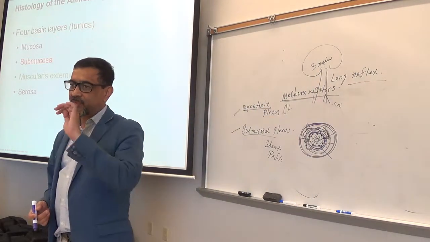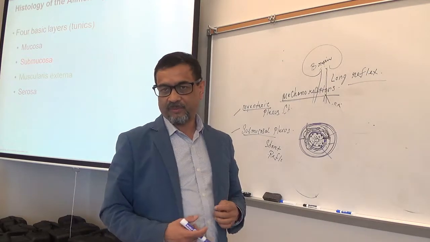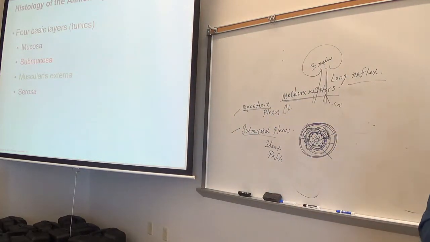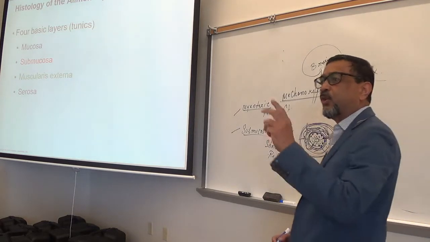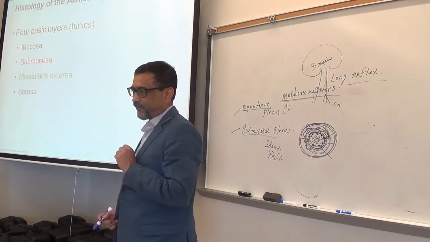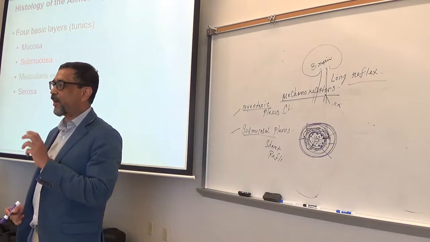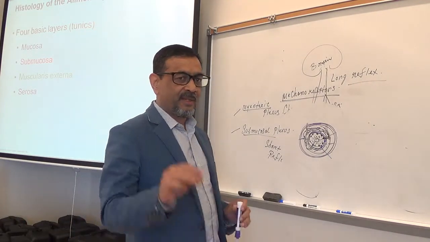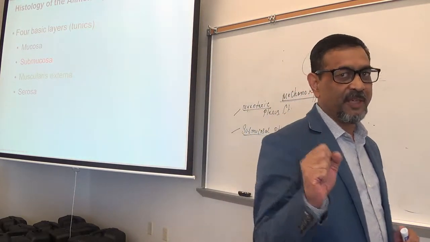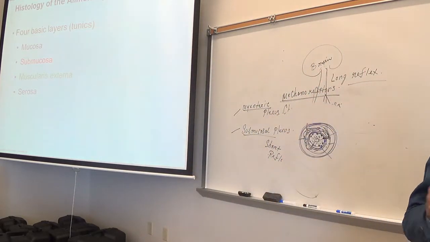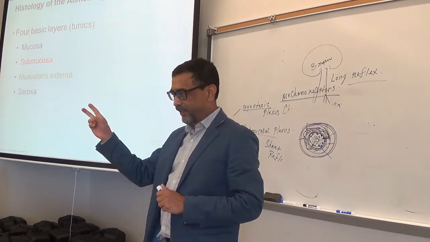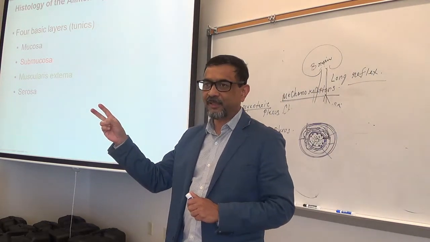Mucosa has three layers, and muscularis externa has two or three layers, depending on where you are looking. So mucosa has how many layers? Three. And muscularis externa, this layer, has two or three layers in it.